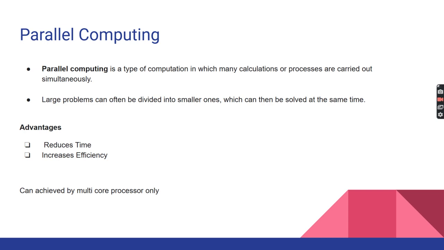These threads will send data to the cores, and these cores will take care of the computations or calculations on the data that need to be performed. So this is how we can achieve parallel computing. The advantages of parallel computing are that it reduces time and increases efficiency, and it can be achieved by multi-core processors only.